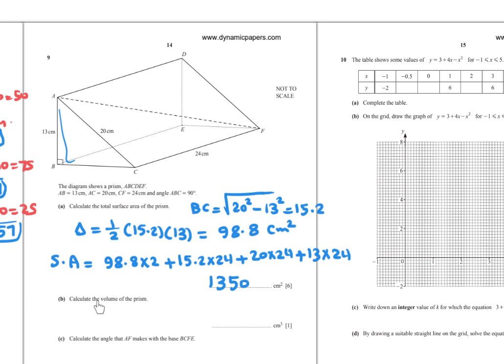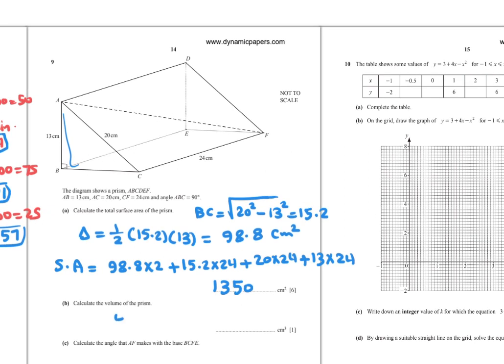Now B, calculate the volume of the prism. Volume of prism, area of base multiply the height or the length. So area of base 98.8 times the height, which is 24, equals 2370 to 3 significant figures.